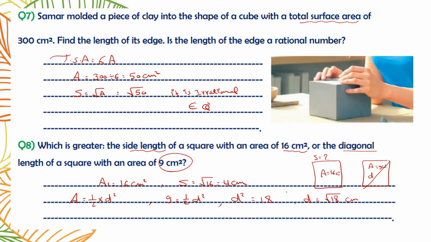Can you compare between 4 and the square root of 18? Look here. Yes, I already know the square root of which number gave me 4. So we know that 4 equals the square root of 16, and if I want to compare the square root of 16 and the square root of 18, which one is greater? This one is greater. So the greater one is what? The diagonal. So the diagonal is greater.